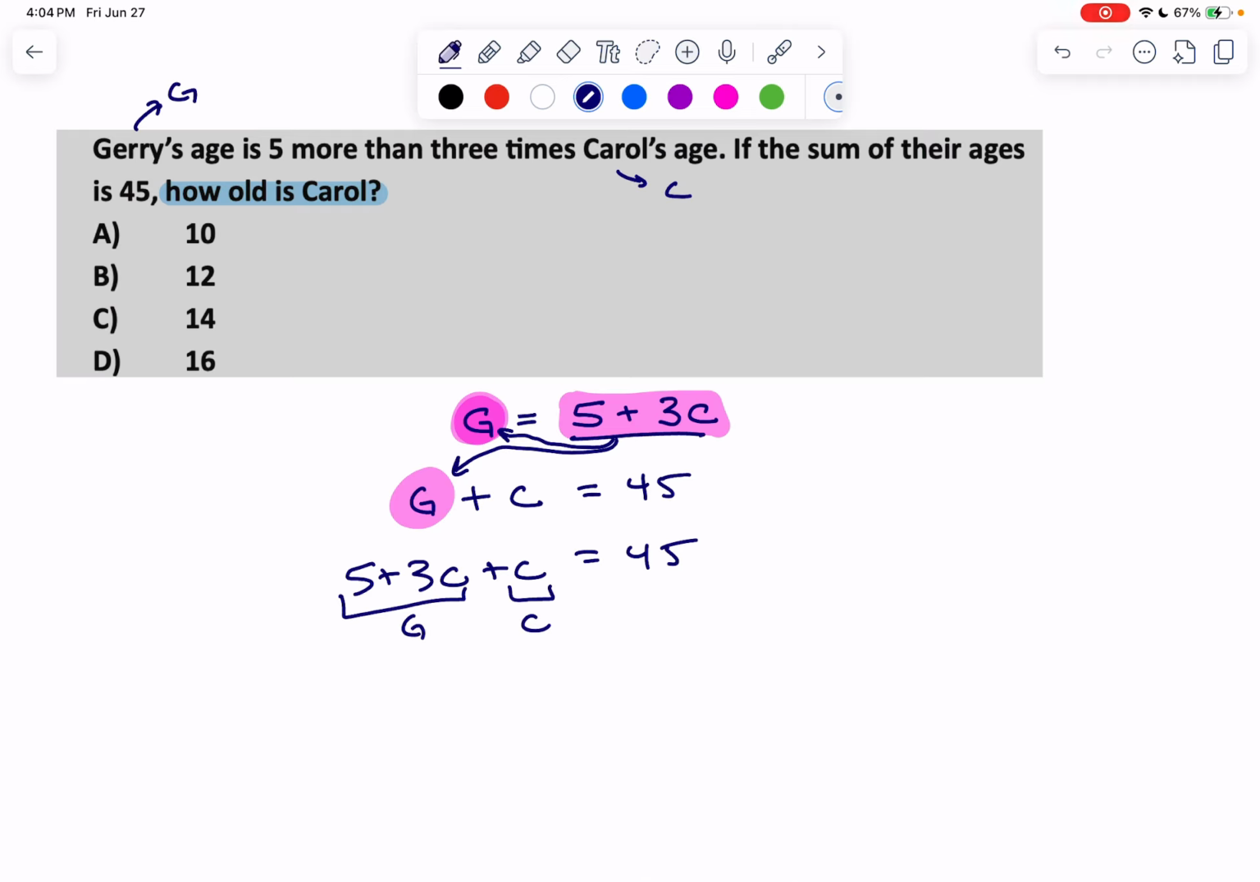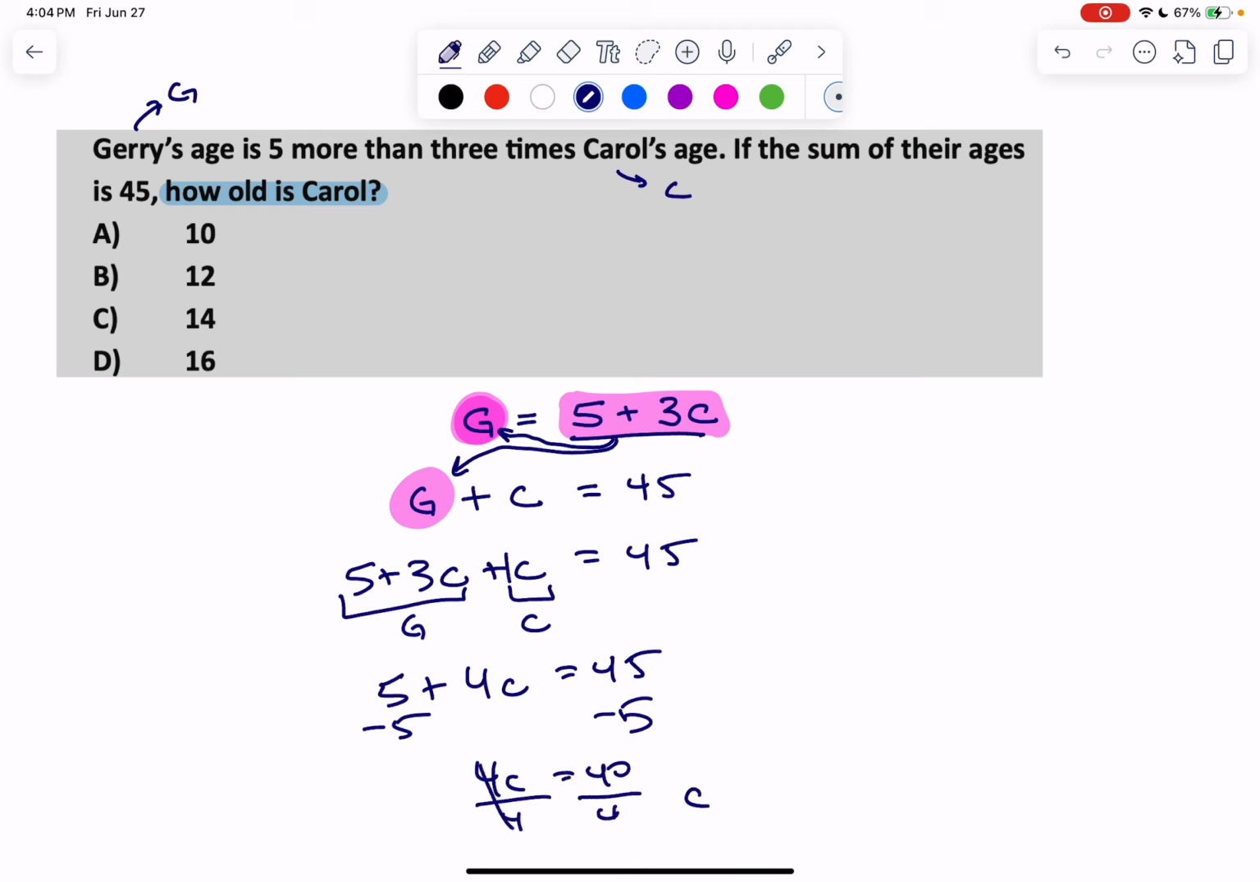Now we can combine like terms. 5 plus 3C plus 1C gives us 4C equals 45. We could subtract 5 from both sides and get 4C equals 40. Divide both sides by 4, and we get that C equals 10. Okay, that would be answer choice A, but that's also a lot of algebra.